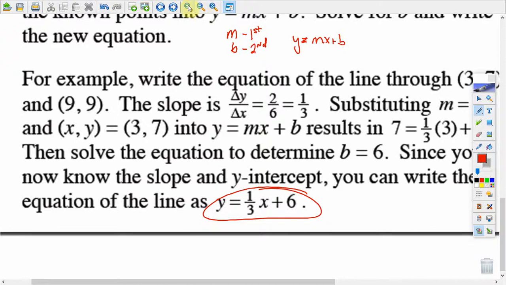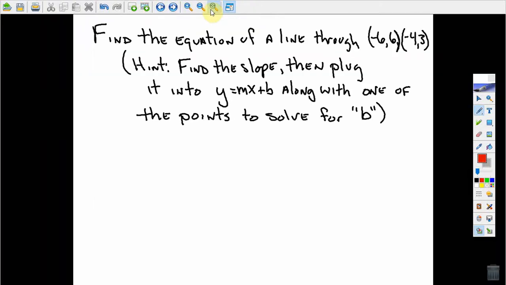All right, I'll leave you with the parting problem here. Find the equation of a line through (-6, 6) and (-4, 3). And your hint: find the slope, then plug it into y equals mx plus b along with one of the points to solve for b.